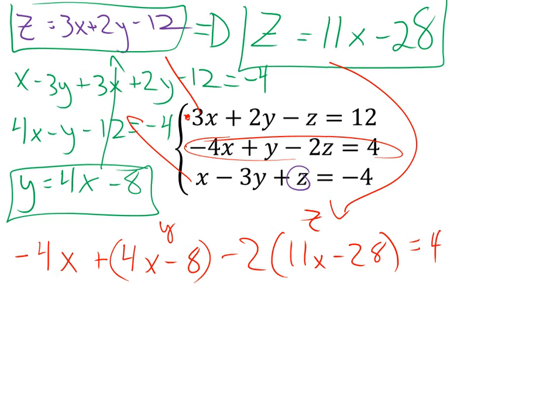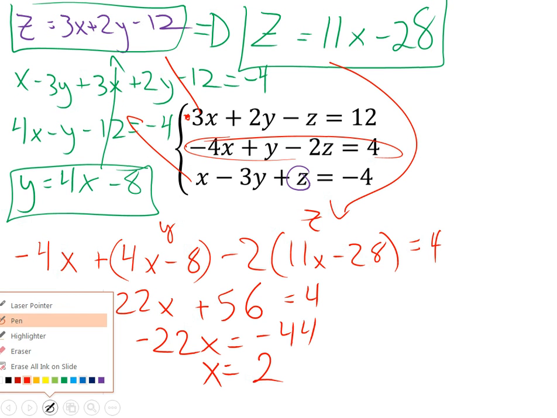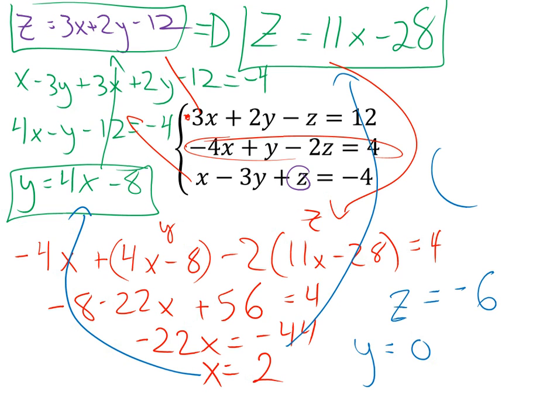I get down to negative 8 minus 22x plus 56 is equal to 4, getting me negative 22x is equal to negative 44, which means that x equals 2. Now I take this 2 and plug it in here, giving me y is equal to 0, and I take this 2 and plug it in up here, getting me z is equal to negative 6. So my answer would be 2, 0, negative 6. And as you see, those will always work out.